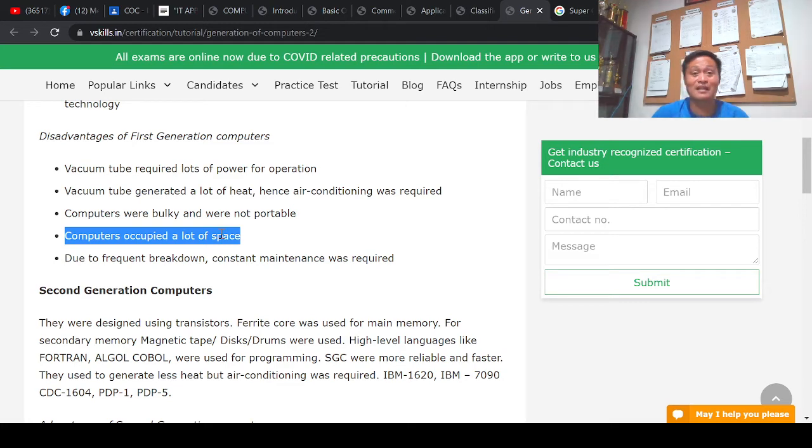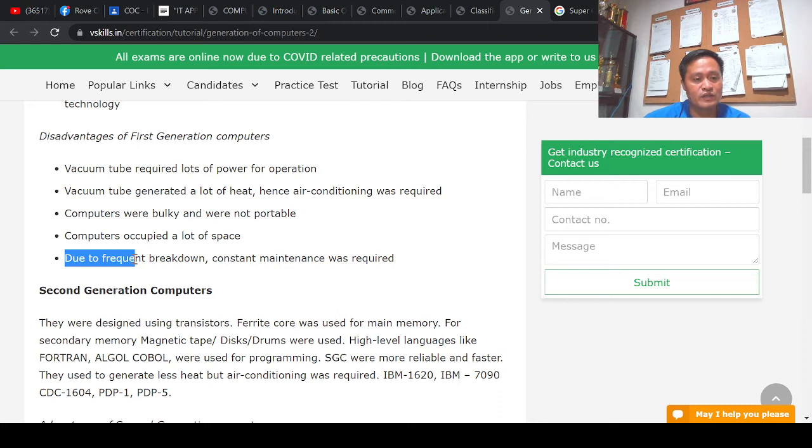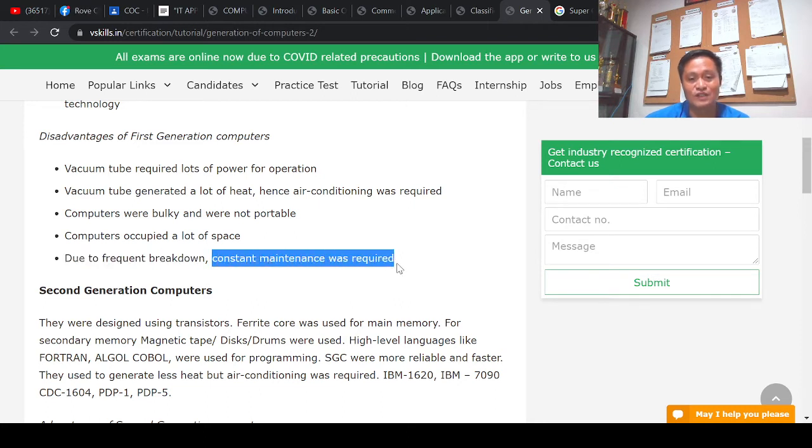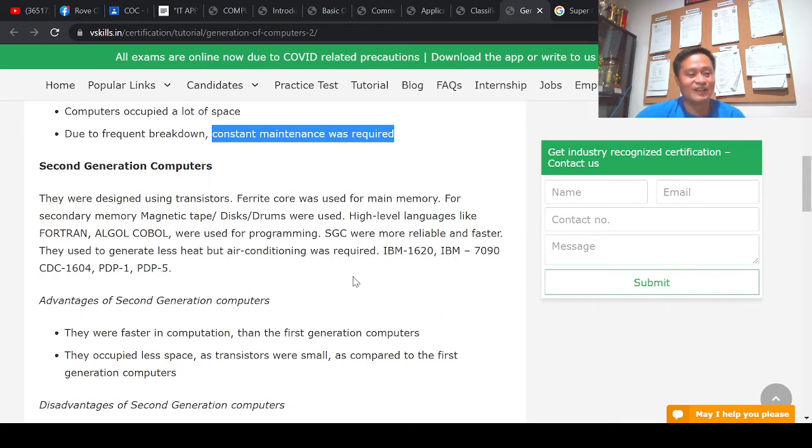It's not like now that we can just place our computers on our wall and paste it. And the last disadvantage of first generation computers is that, due to frequent breakdown, constant maintenance was required. So, expenses. And here, let's move on to the second generation computers.